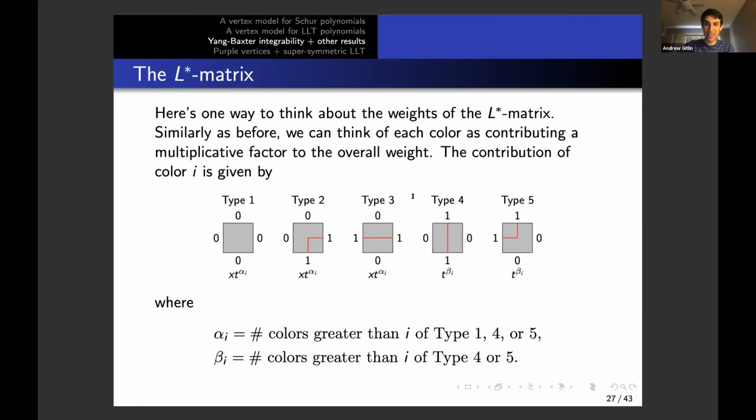To be more explicit about what the weights are, one way to think about it is, again, every color contributes a multiplicative factor to the overall weight. And the formula is given by these expressions. So alpha I here is the number of colors greater than I of type 1, 4, or 5, and beta I is the number of colors greater than I of type 4 or 5. So this recipe gives me a way to assign a weight to all the gray vertices.